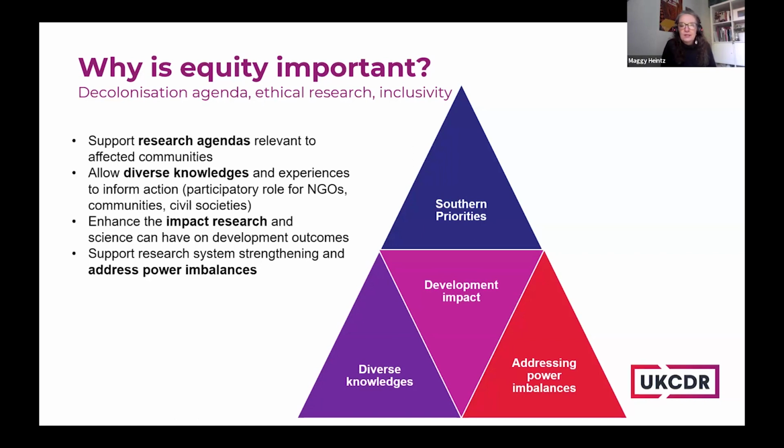But if you look at this little diagram that we have on this slide, if we put development impact at the heart of what we want to achieve, ensuring that there is equity in research partnership between the Global North and the Global South ensures that we support research agendas that are relevant to affected communities, that we allow for diversity of knowledge and experiences to inform action, and also to give participatory roles for NGOs, communities, and civil society, but also to support research system strengthening and addressing the power imbalances that we are aware of.